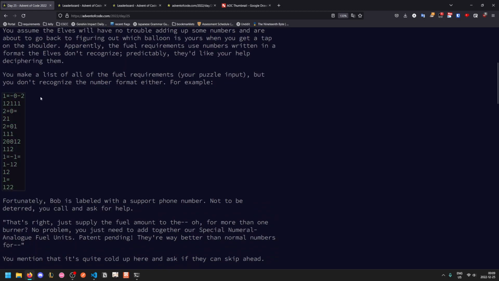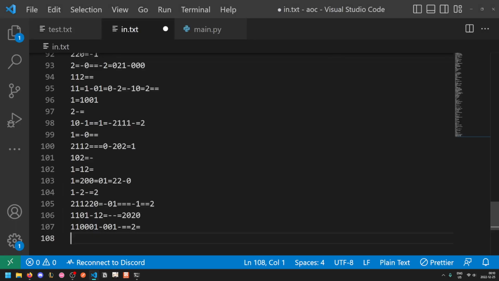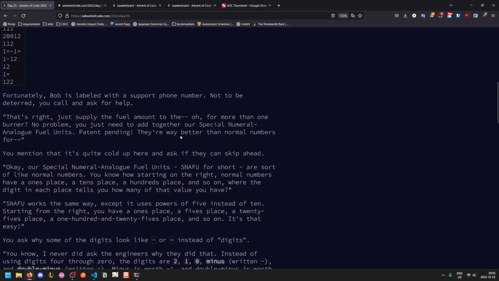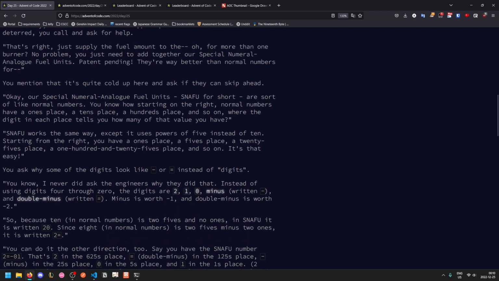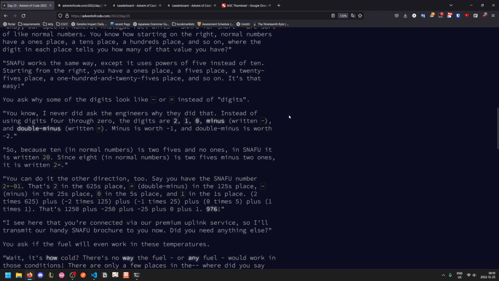So this is a list of the fuel requirements, which is listed in some strange format involving numbers 0, 1, and 2, and then a bunch of dashes and equal signs. Okay, so we see that this is a special format, and it's in base 5. So each place value is worth a power of 5 instead of 10. Whereas normally in decimal, the rightmost digit is worth 1, and then the next one is worth 10, and then 100, this time it's worth 1, and then 5, and then 25, etc. And the dashes and equal signs are actually negatives.